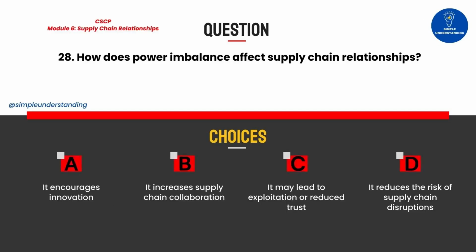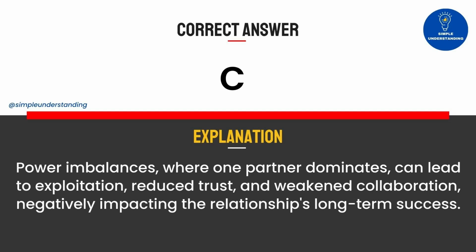28. How does power imbalance affect supply chain relationships? A. It encourages innovation. B. It increases supply chain collaboration. C. It may lead to exploitation or reduce trust. D. It reduces the risk of supply chain disruptions. Correct answer C. Explanation. Power imbalances, where one partner dominates, can lead to exploitation, reduce trust, and weaken collaboration, negatively impacting the relationship's long-term success.